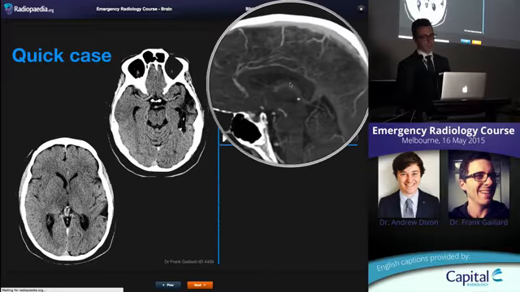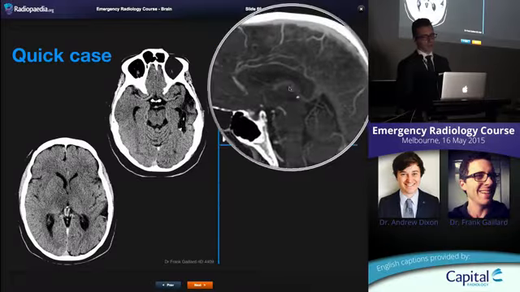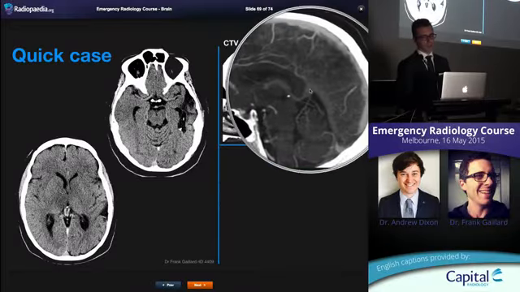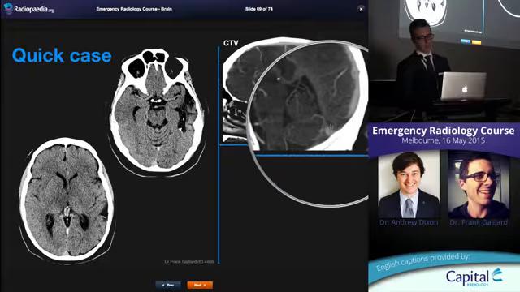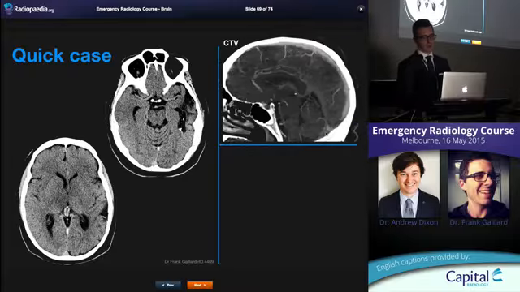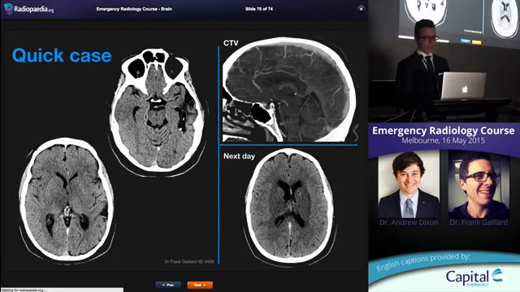And here's an extensive clot all the way through the internal cerebral veins, vein of Galen, straight sinus, and probably a little bit into the outgoing transverse sinus. Unfortunately, the next day they've got bilateral infarction.